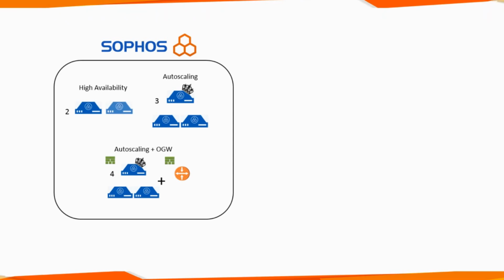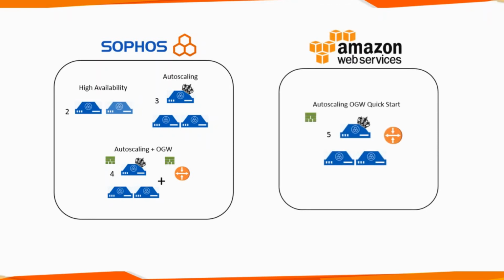So for high availability, auto-scaling, or even auto-scaling with the outbound gateway added after, so essentially deployment types 2, 3, and 4, we can get the templates directly from Sophos. Whereas for the quick start auto-scaling with outbound gateway, so type number 5, we're going to need to get this directly from Amazon. Now, regardless if you're getting the templates from Sophos or Amazon, there's two ways, or really two places we can download copies from. And I'm going to show you both of them for both vendors as we move along here.